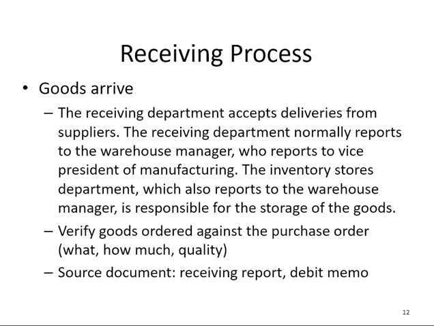Okay, so we move to the next activity, the receiving process. In this activity, the receiving department is going to accept deliveries from suppliers. The receiving department usually reports to the warehouse manager, and the warehouse manager reports to the vice president. Inventory is also going to have the store department, which also reports to the warehouse manager. So there are two subunits in the warehouse, right? Receiving and storage.